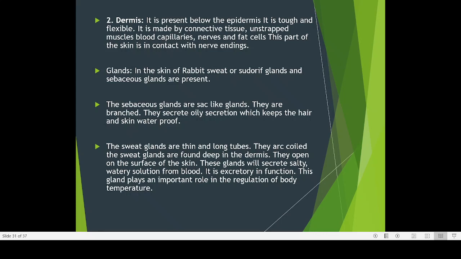So going to the different types of glands, we find the sebaceous gland, which makes your skin soft and waterproof. Secondly, the sweat gland, whose main function is regulation of body temperature. Along with that, sweat glands also produce a small amount of salty solution, and they also help in the excretion of these minerals or salt from your body.